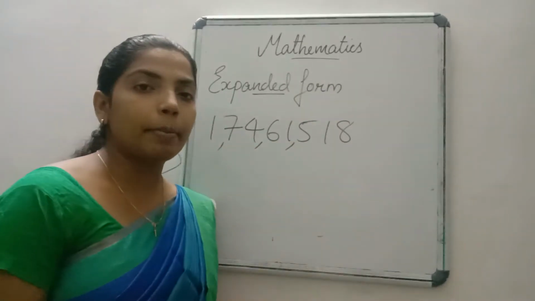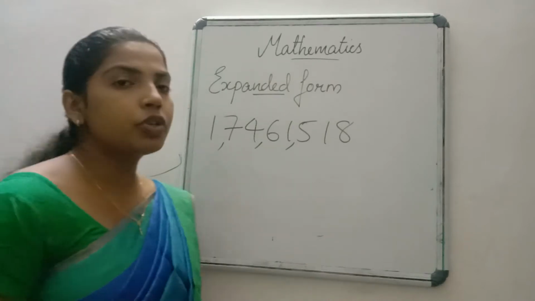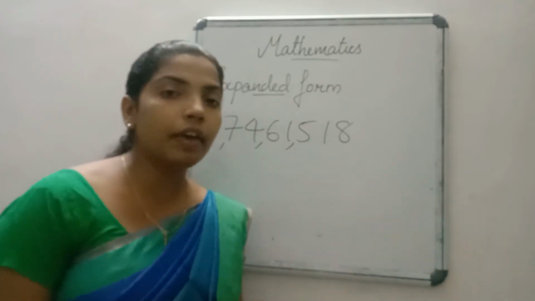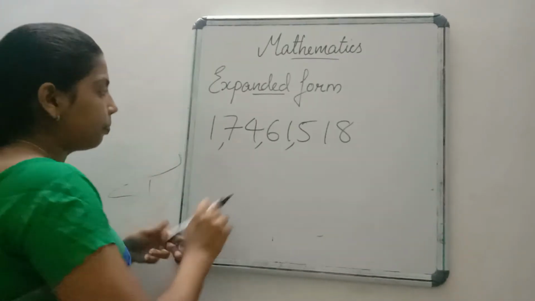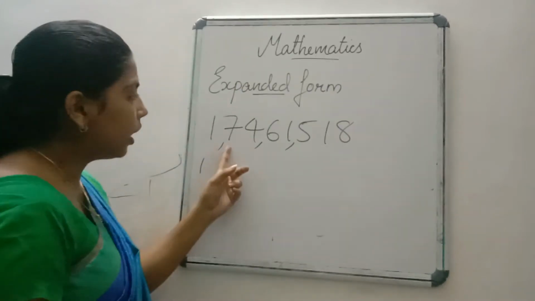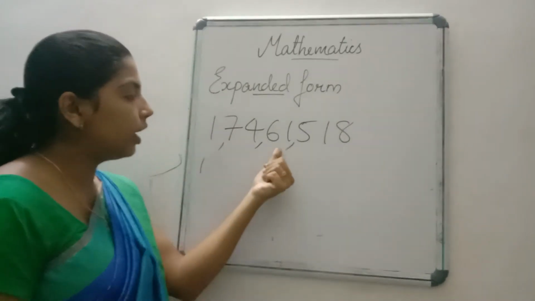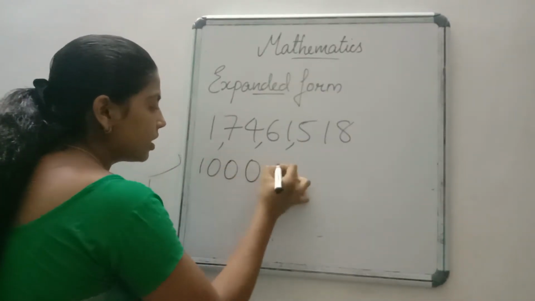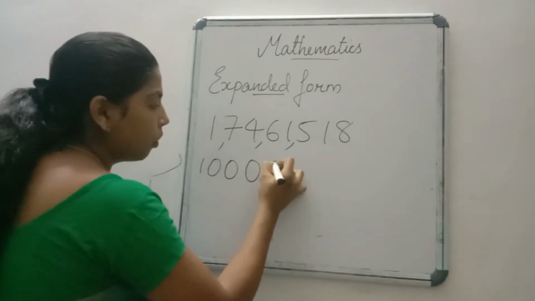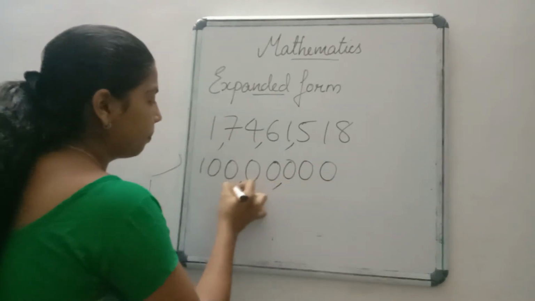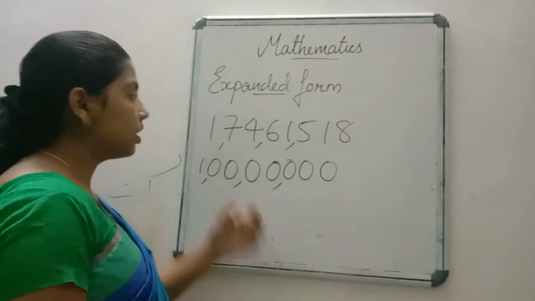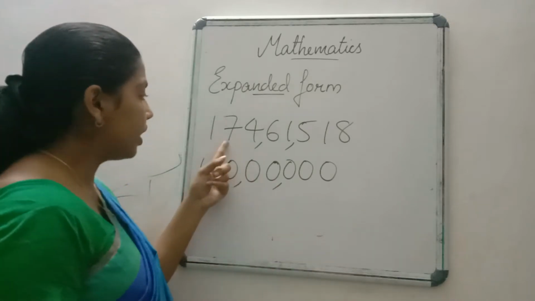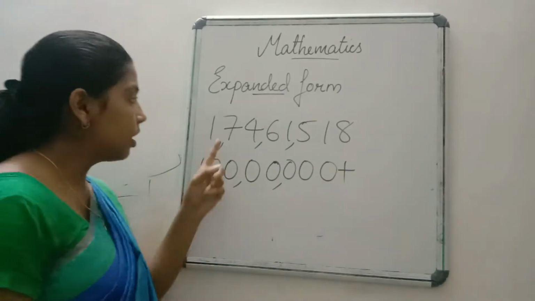Okay, we have to write this number in expanded form. For that, what should we do? We have to write the place value of each digit and in between we have to give a plus sign. So 1. After that how many numbers are there? 1, 2, 3, 4, 5, 6, 7. So how many zeros should I put? 7 zeros. Okay, don't forget to put commas. I hope all of you are familiar with putting commas. And in between we have to put a plus.